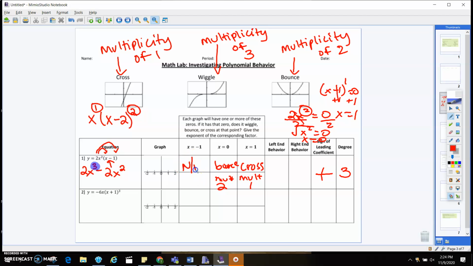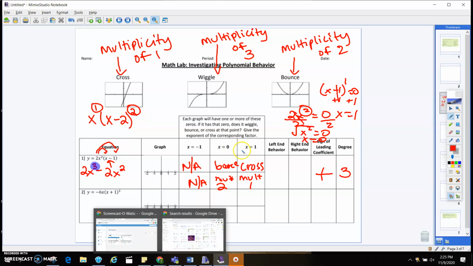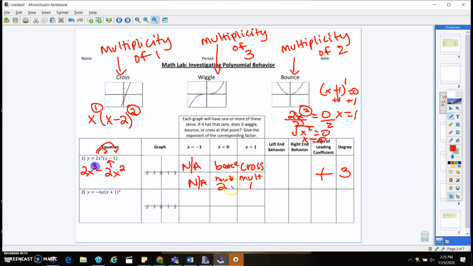And for this one, we don't have x equals negative 1. Okay, so now we're going to actually graph this. Now there's 2 different ways you can graph this. You can graph it based off of the bounce and the cross, or you can throw it into your calculator, like I'm going to do, just to check your work.